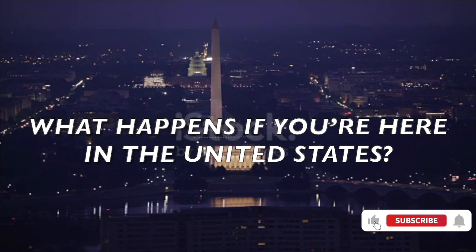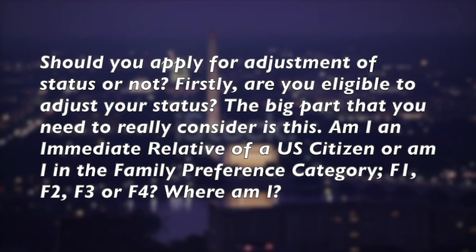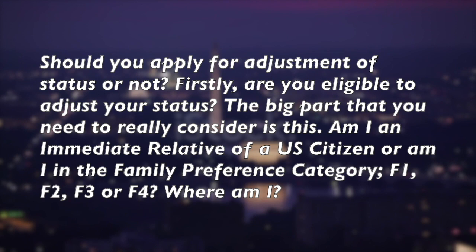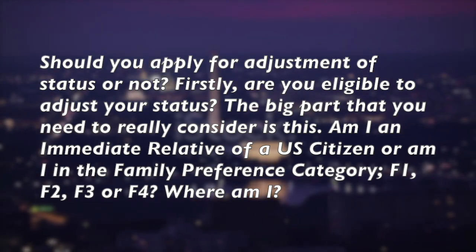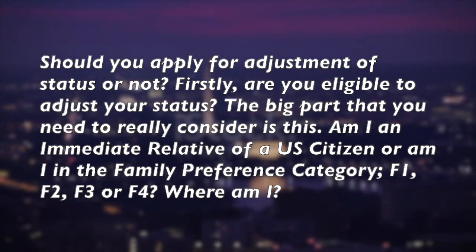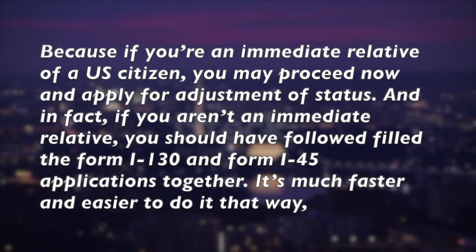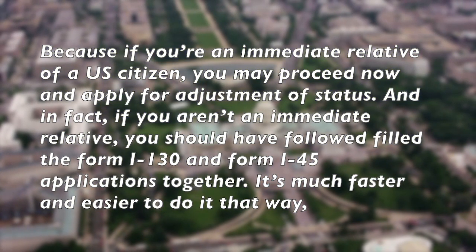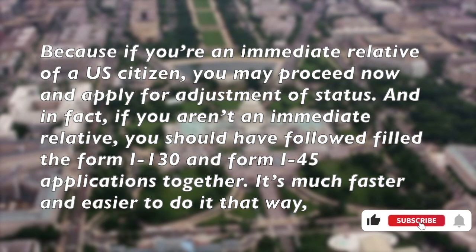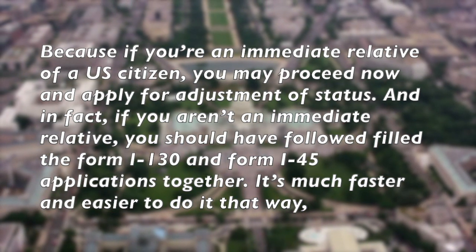What happens if you are here in the United States? Should you apply for adjustment of status or not? Firstly, are you eligible to adjust your status? The big part that you need to really consider is this: am I an immediate relative of a US citizen, or am I in the family preference category, F1, F2, F3, or F4? Where am I? Because if you're an immediate relative of a US citizen, you may proceed now and apply for adjustment of status. And in fact, if you are an immediate relative, you should have filed the Form I-130 and Form I-485 applications together. It's much faster and easier to do that way.